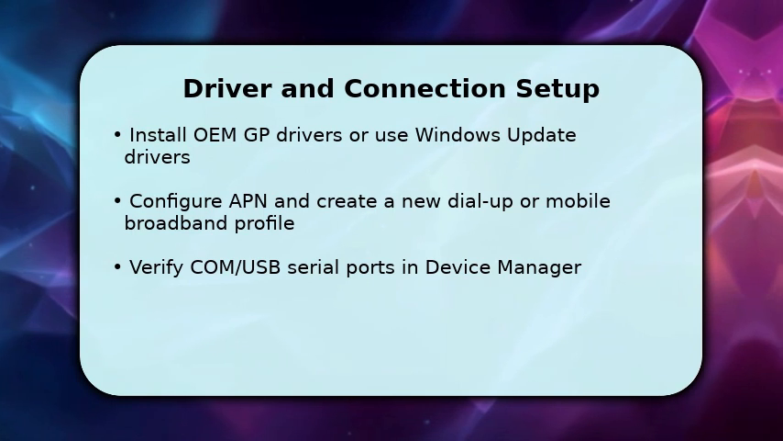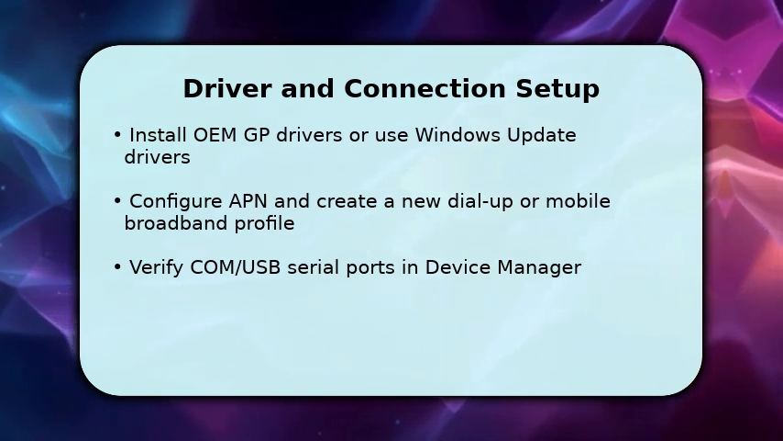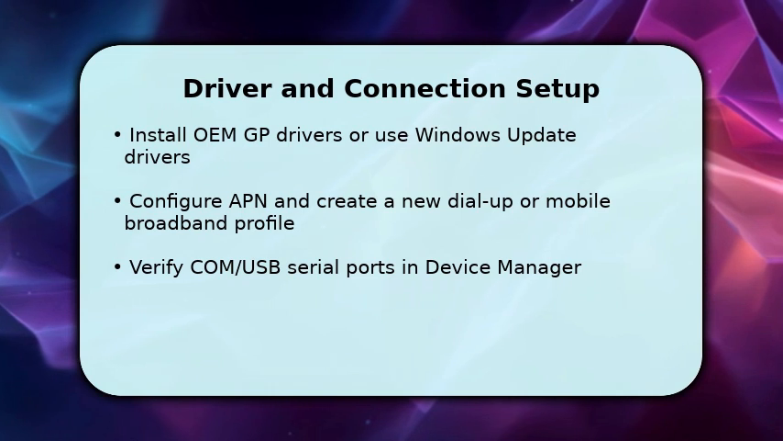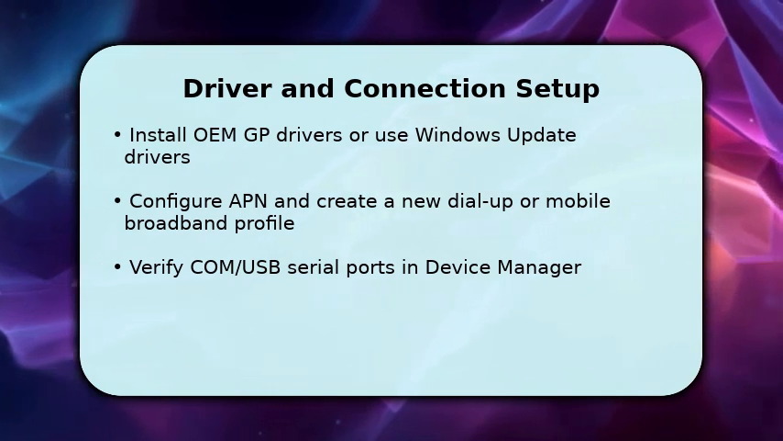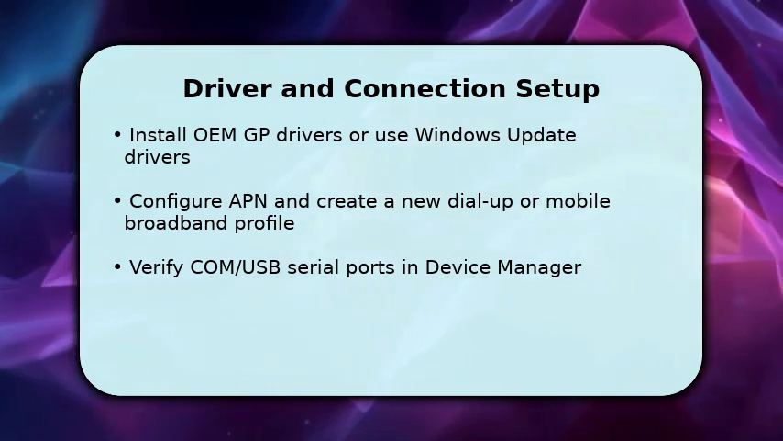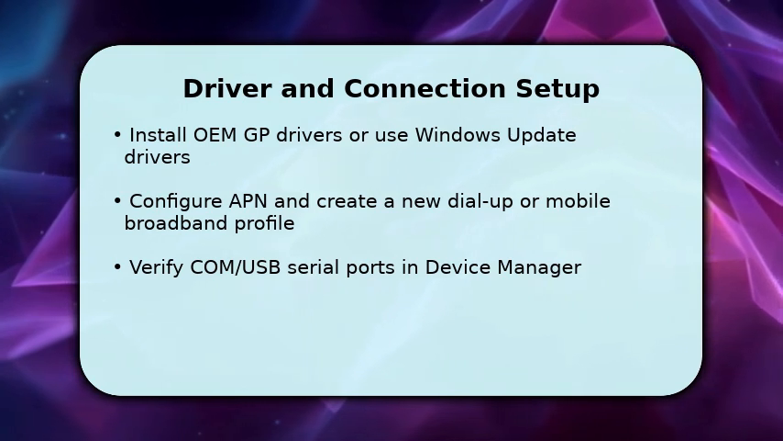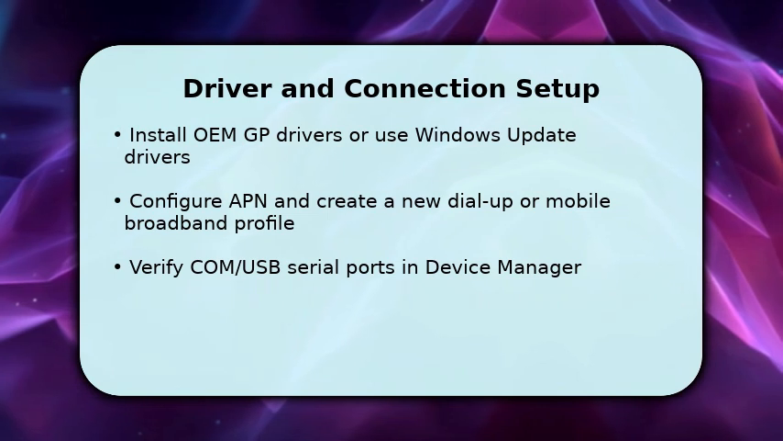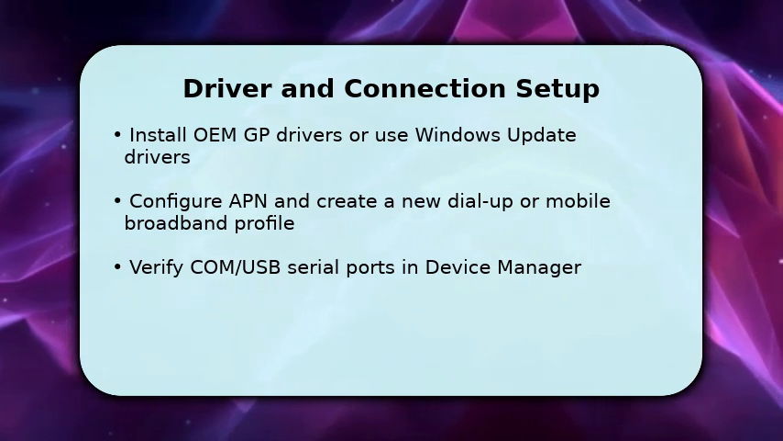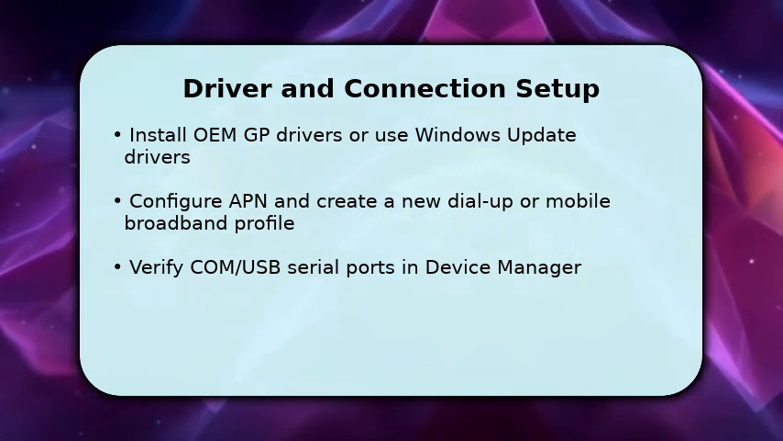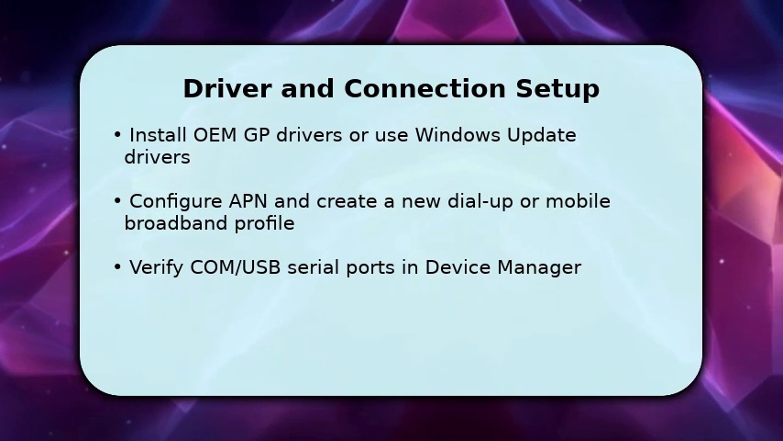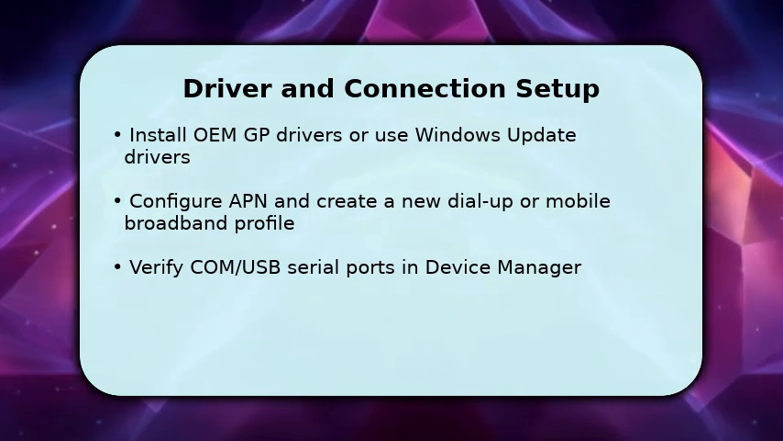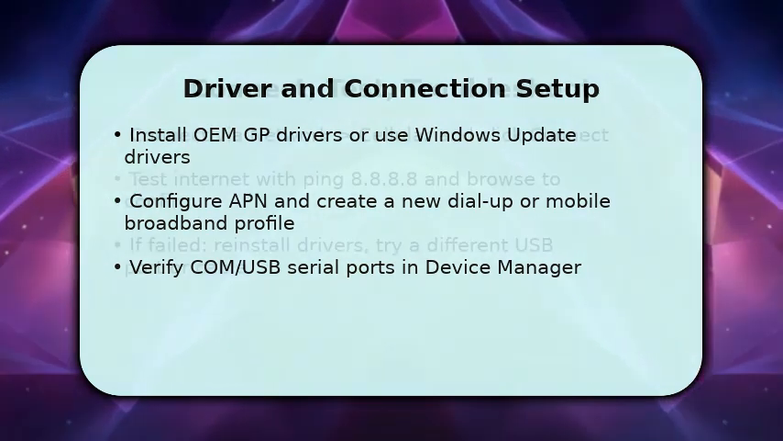Then open Network and Internet, Mobile Hotspot or Cellular, to create a new mobile broadband profile, entering your carrier APN, username, and password if required. Make sure the modem exposes a COM or USB serial port in Device Manager. If it shows multiple ports, pick the one tied to the modem for advanced tools. With this config done, now connect through Settings, Network and Internet, Cellular, and press Connect.